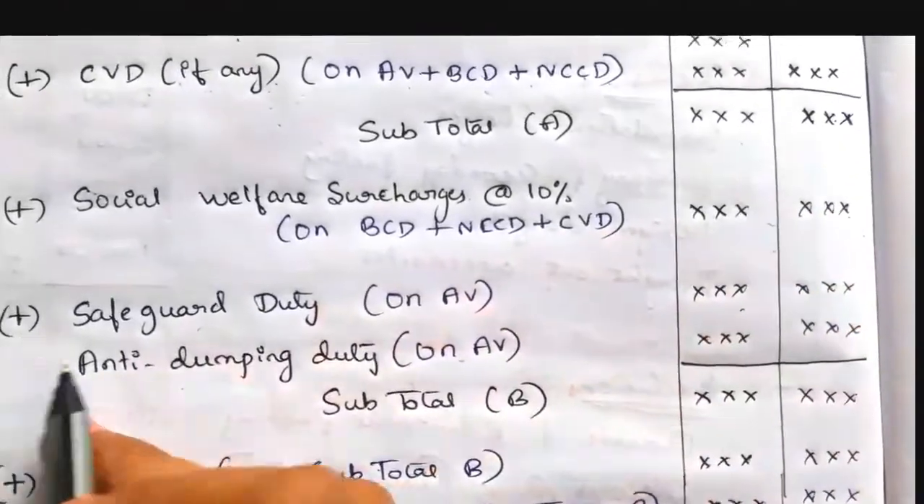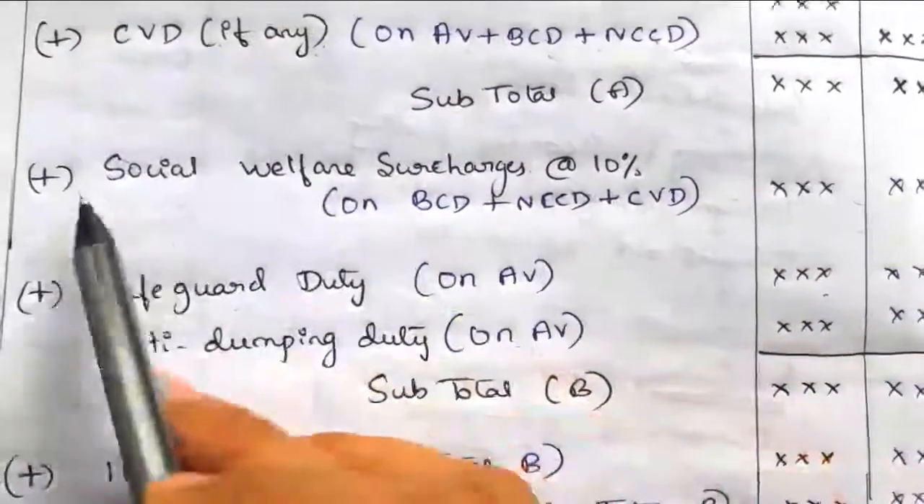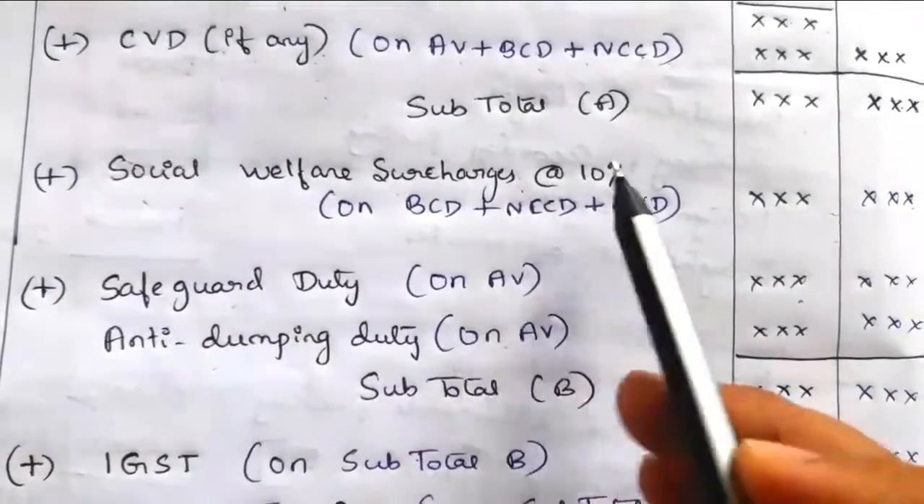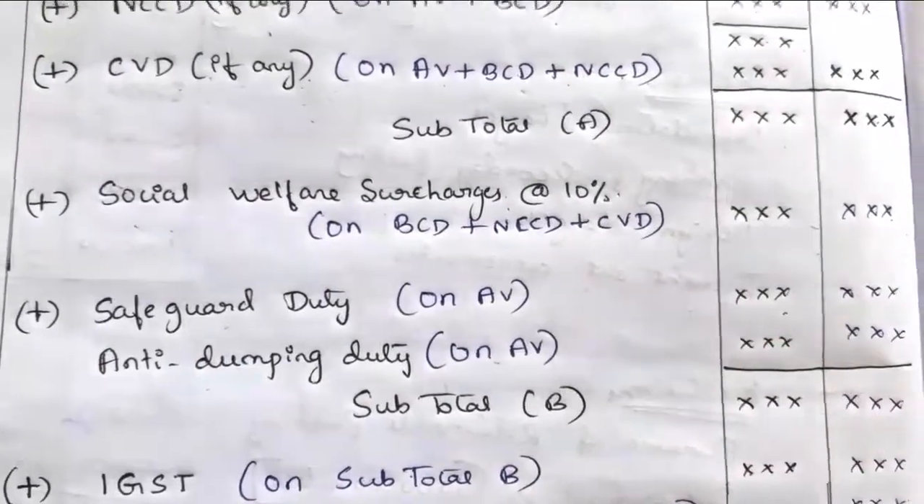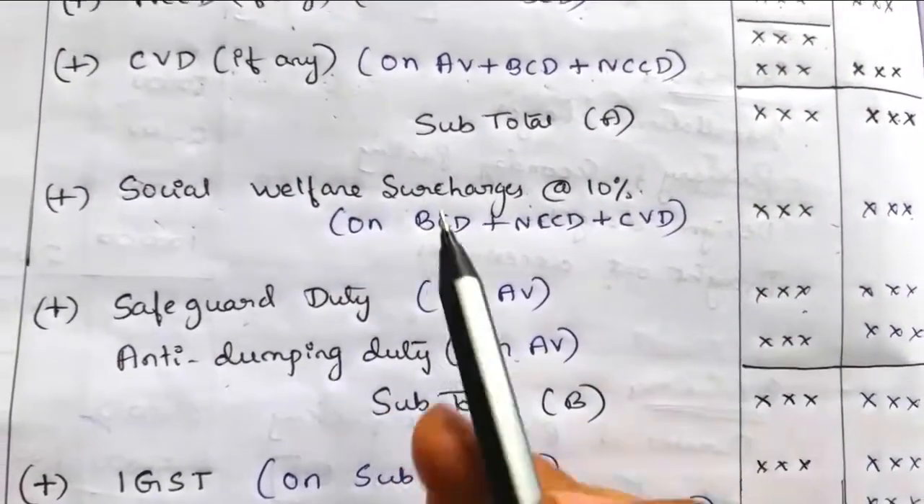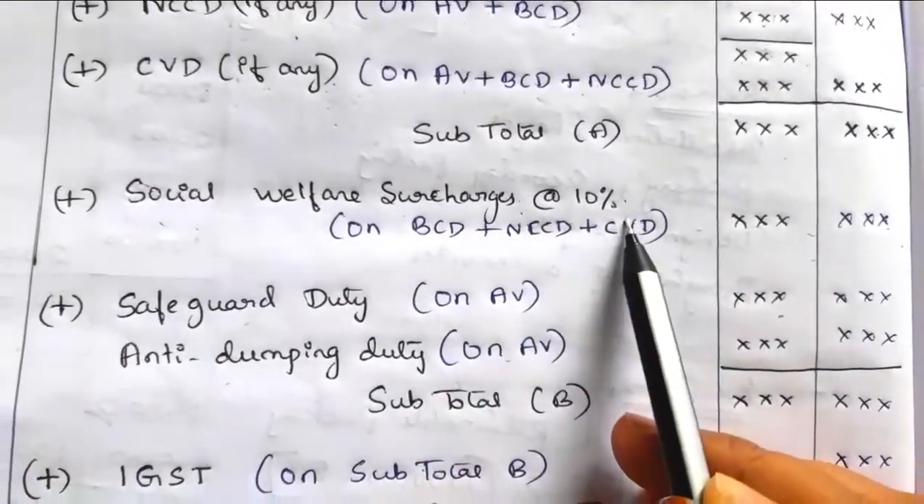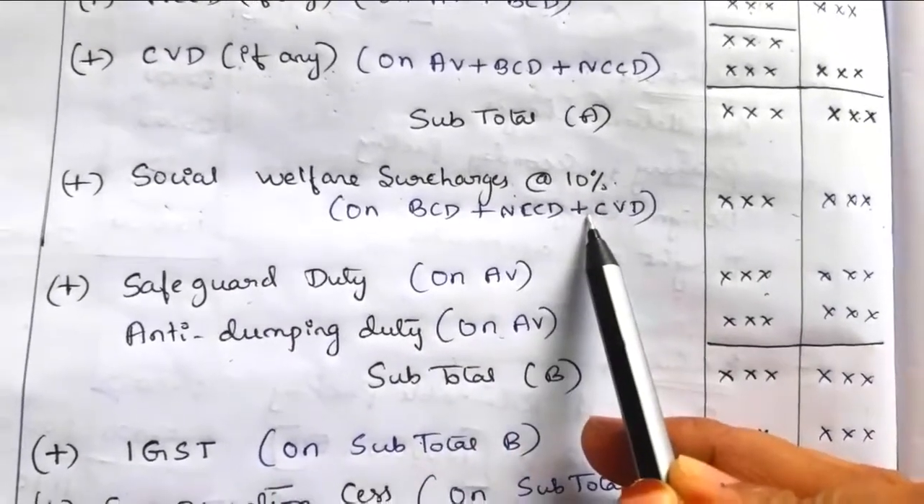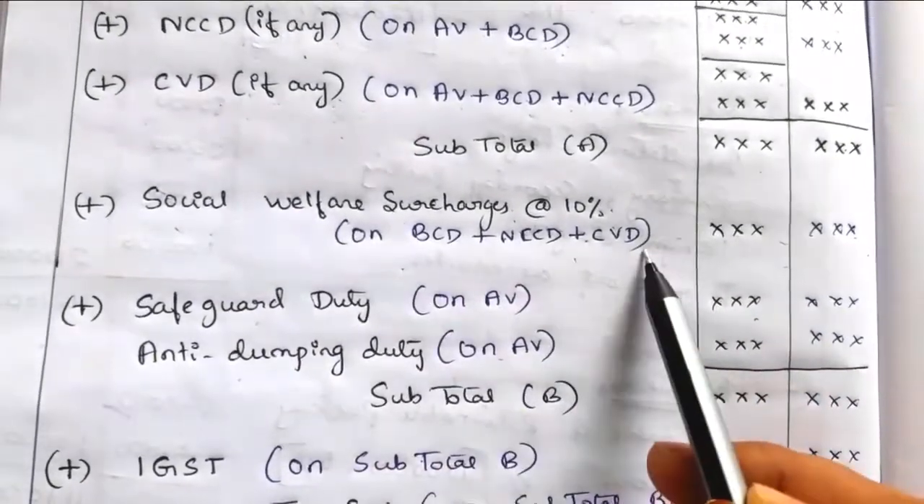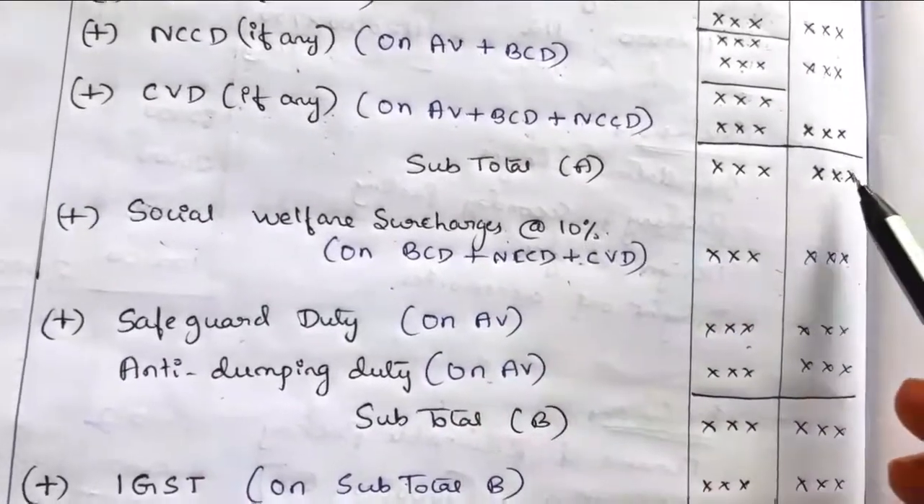The next duty levied on the import of goods is the social welfare surcharge at 10%. Even though the illustration does not mention the social welfare surcharge at 10%, we have to calculate it. It is calculated on the BCD, NCCD and CVD, meaning it is calculated on the duty value.